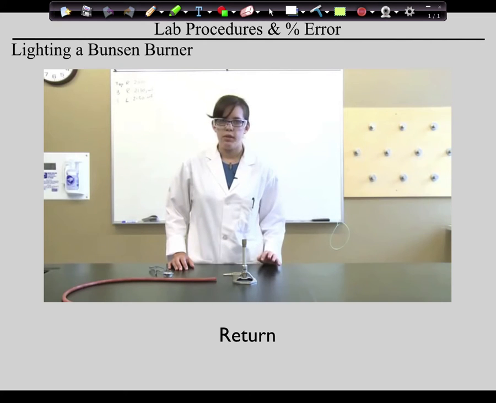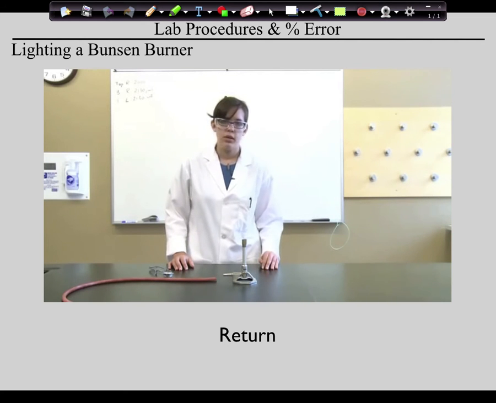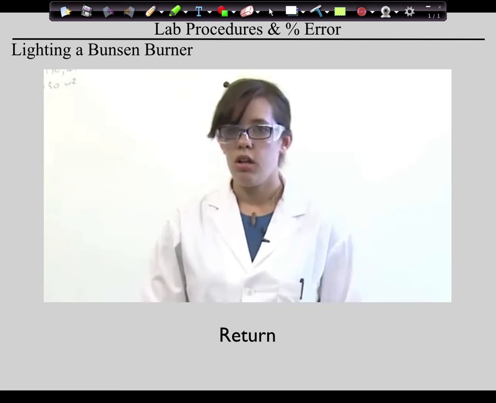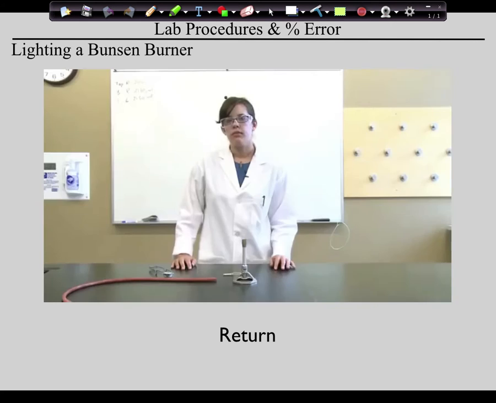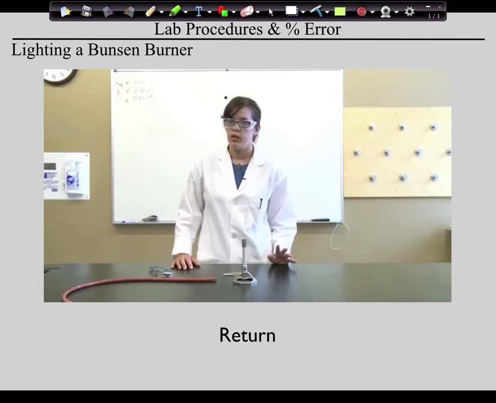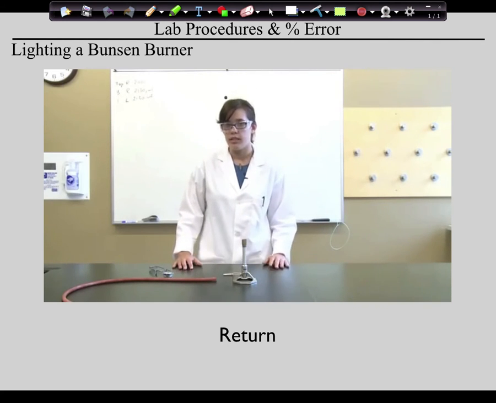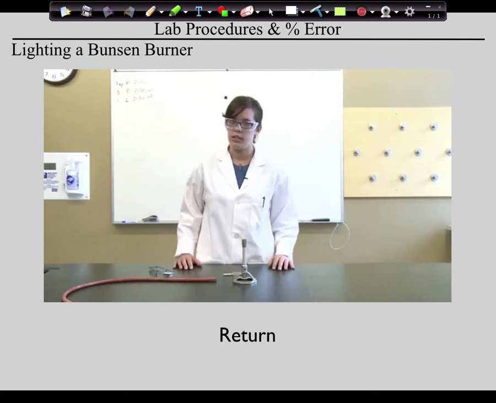Because you'll be working with an open flame, it can be dangerous, so I'll start by going over some safety rules. All long hair should be tied back, and you shouldn't wear any loose or bulky clothing. You should never heat inflammable materials on the Bunsen burner. Volatile and inflammable materials like ethers and alcohols can combust in heat, so it's definitely too dangerous for the Bunsen burner.